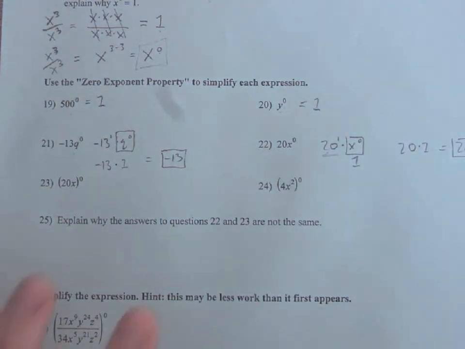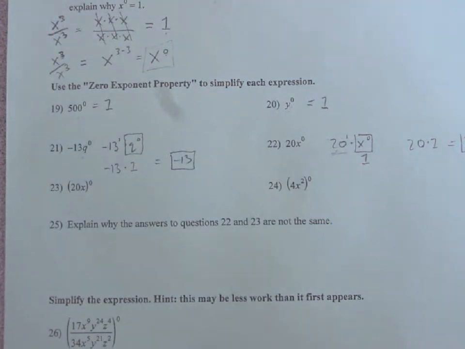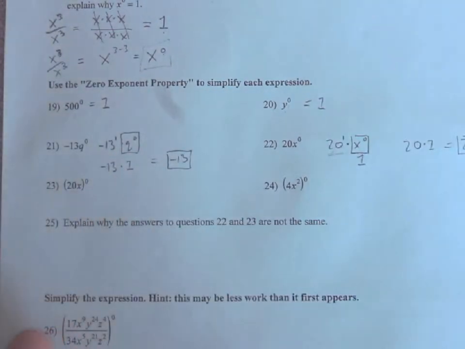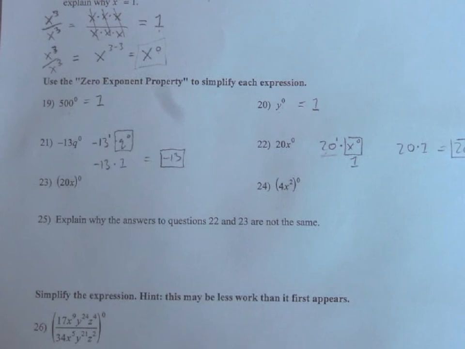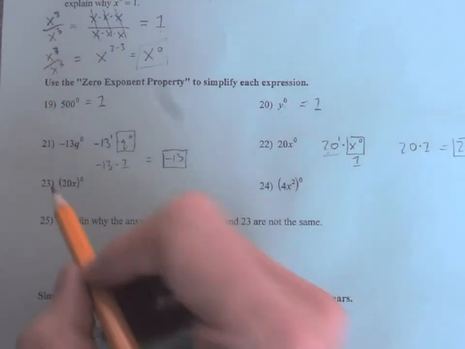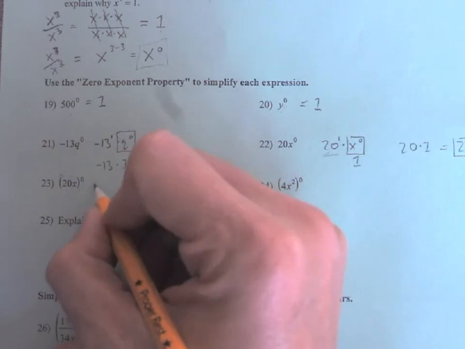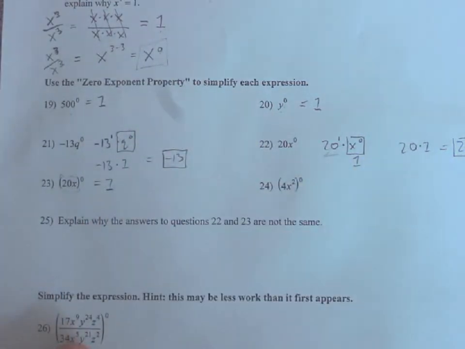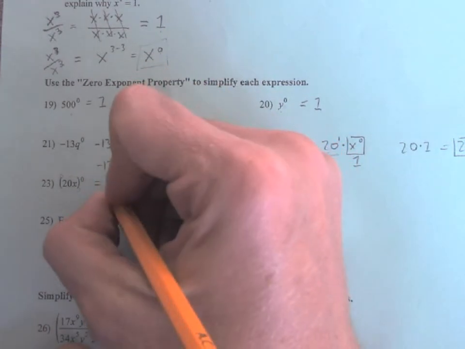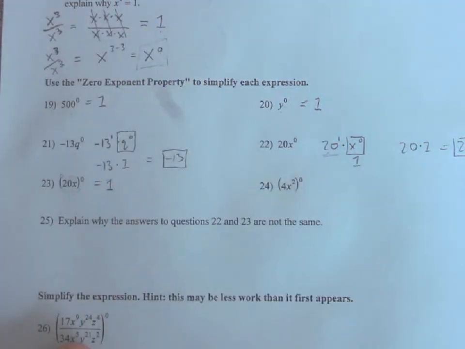Okay, now in 23, a little bit different here, we have a grouping symbol. And so here, the 20 is being raised to the 0 power, and the x is being raised to the 0 power. And so we can just say that this is just some quantity raised to the 0 power, so this thing is going to be 1. Sorry, that kind of looks like a 7. I'm trying to make my 1s look like 1s, so we don't get them confused with other numbers.